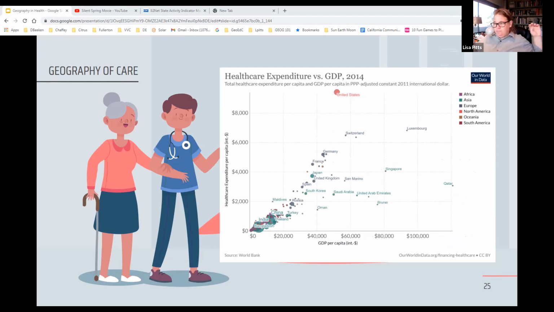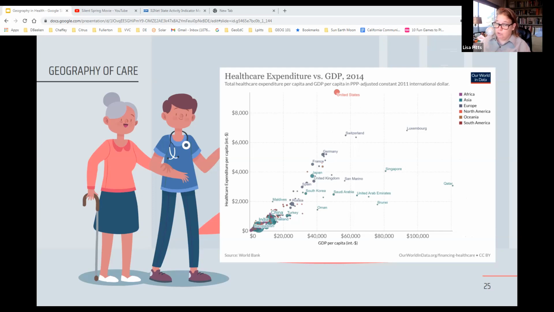So this is a plot map that shows healthcare expenditure versus the gross domestic product. So how much money the country makes versus how much they spend. So we're way up here. So this is what we call a trend line. So healthcare expenditures per capita is very high. But look at how much they spend. This is their per capita. This is how much money the country makes. This is how much they spend in healthcare.